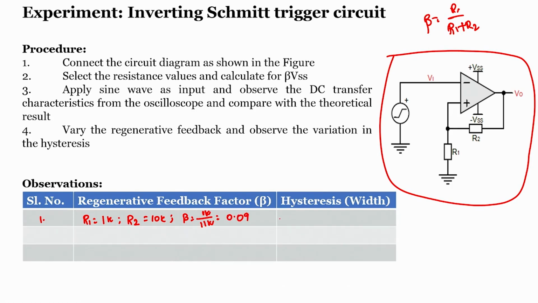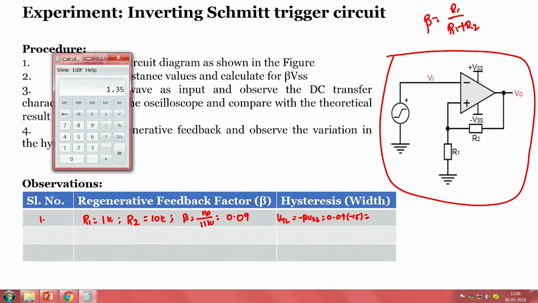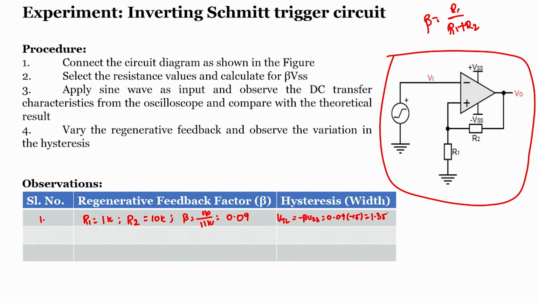Now, the lower threshold VTL, I am considering, is nothing but minus beta into VSS, which is 0.09 into minus 15. When we calculate it, 0.09 into 15 is 1.35. Why 15? Because I am going to use plus VCC and minus VCC as 15 volts and minus 15 volts. So R1 initially I will be considering 1K and R2 as 10K. This is the lower threshold, minus 1.35. What about the higher threshold? It is nothing but beta into VSS, which is plus 1.35. So, these are the thresholds, and we will see them in simulation.